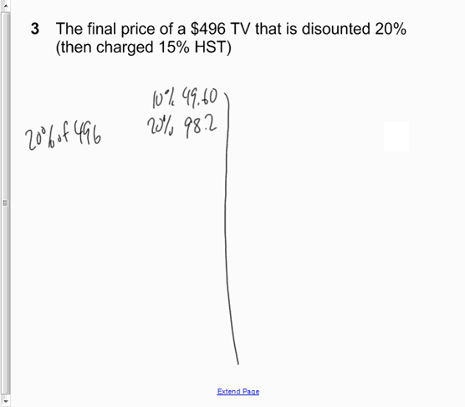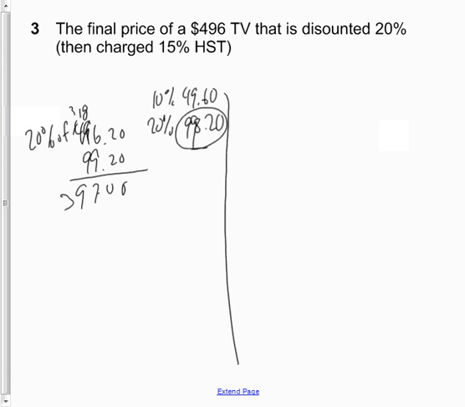Is that 98.20 or 99.20? 99.20. So your discount is 99.20. You can subtract it from the price of the TV. 6 take away 0, you get 6. 9 take away 9, you get 0. Then 4 take away 9, got to borrow, you get 7. And so on to 3. So the price of the TV after the 20% discount would be $397.